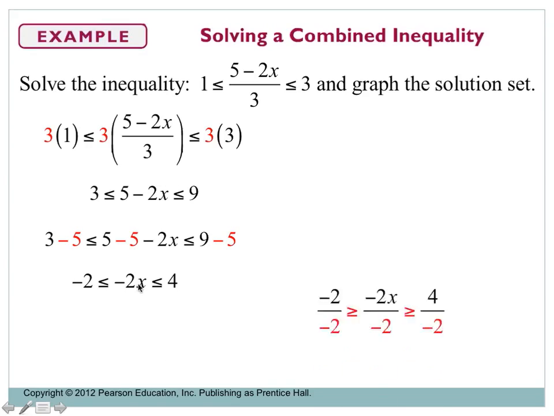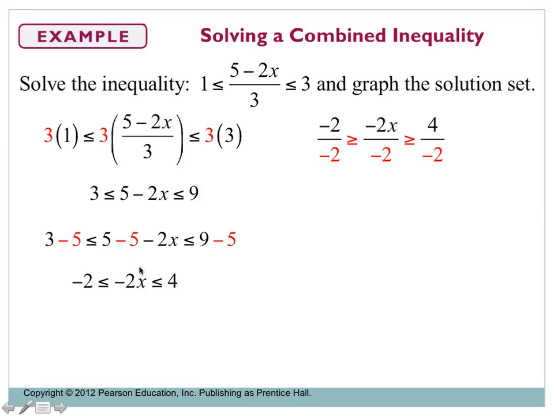And then we have -2x, so what we want to do is divide everything by -2. Recall that when you divide by -2, you need to flip your inequality direction. So what we're left with is 1, since we had -2 divided by -2, and 4 over -2 is -2. So we have 1 is greater than or equal to x, which is greater than or equal to -2. A nicer way to write this would be so that we have less thans. So we could reorder this so that we have -2 less than or equal to x, which is less than or equal to 1.